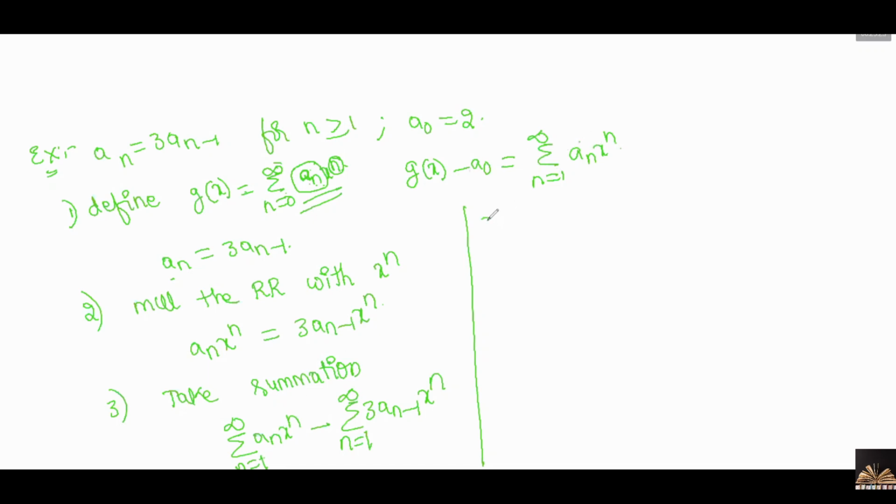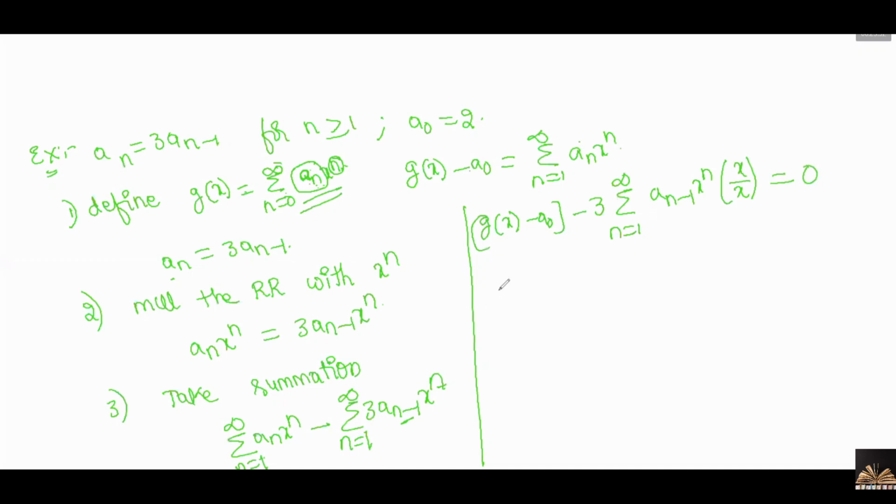This is g of x minus a0. I can write it as g of x minus a0, right? Minus 3 into here. Here the suffix is n minus 1 but the power is n, so you need to have both the same. That is the reason what I am going to do is multiply and divide with x, so that there is no change.